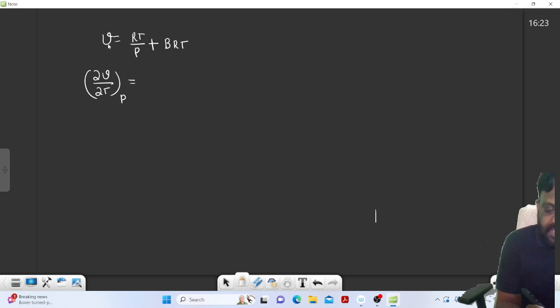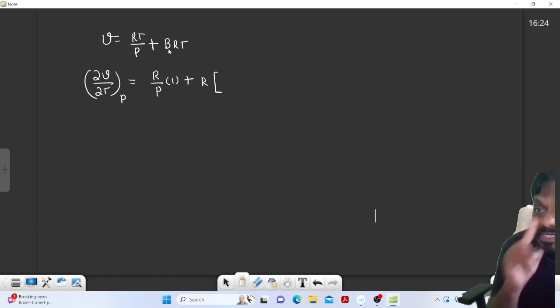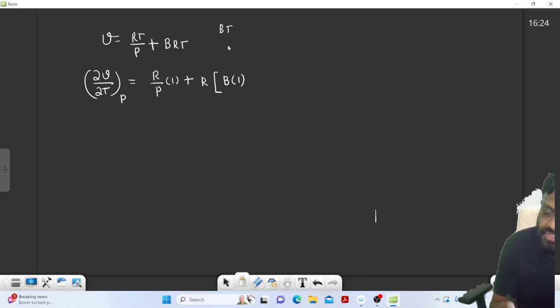Evaluate करो, you differentiate V with respect to T by keeping pressure constant. तो क्या होगा? Pressure is constant, R is constant. You are differentiating with respect to T, T का differentiation is 1 plus. Here you are going to commit mistakes. R. Why are you not taking B constant? Because B is not constant, it is a function of temperature. Now you are differentiating with temperature. R is taken out. Now we have BT. It is a function of temperature. So क्या होगा? B into, what is the differentiation of temperature? 1 plus T into, what is the differentiation of B? dB/dT.